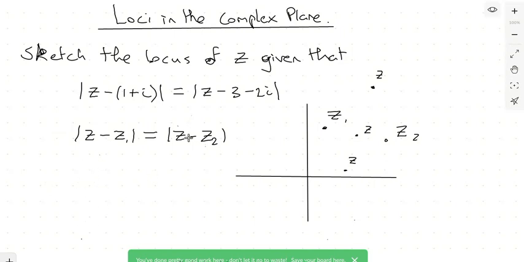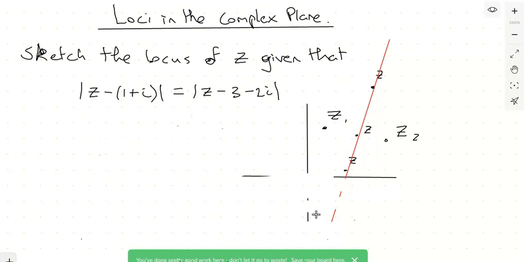So if you know where Z1 is and you know where Z2 is, the locus of Z will be this red line I'm going to draw here through all your other Zs. It's just going to be the perpendicular bisector of those 2 points. But you must have it in brackets like this. So let's actually do this question now.